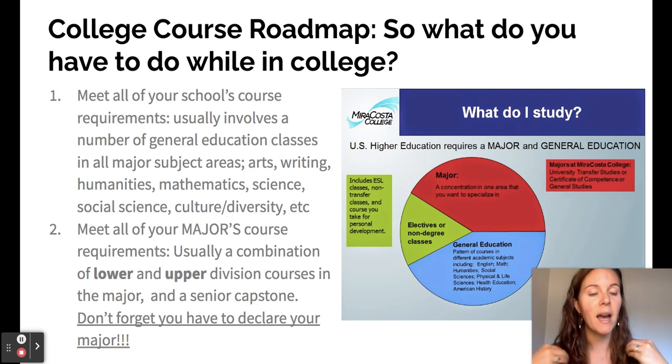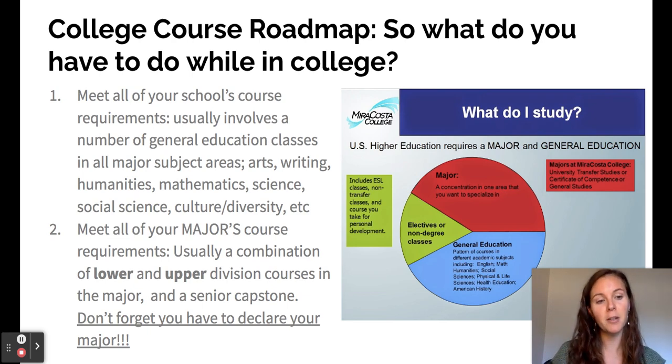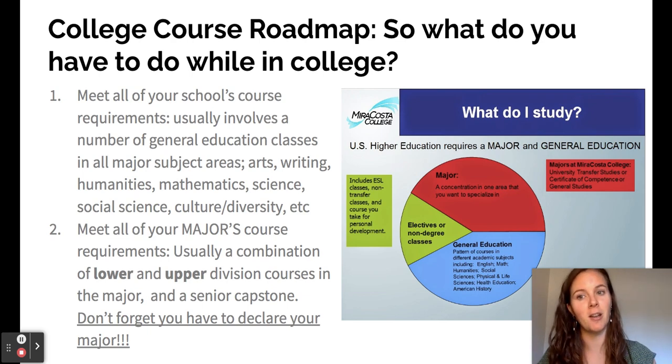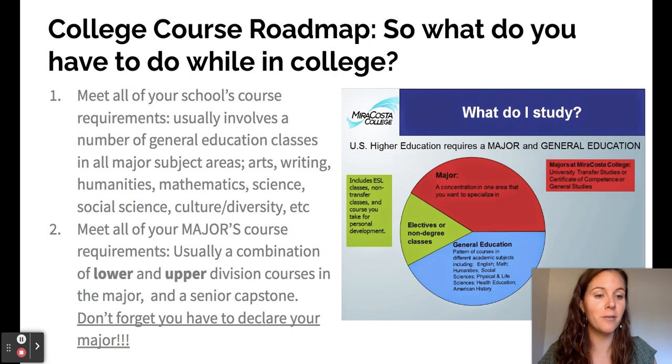And the reason that colleges want you to take a class or two in all of these broad areas is to make sure that you are a well-rounded student, that you are not just an expert in your subject matter, but that you have higher education and knowledge in a plethora of different disciplines. So we typically call those classes general education classes.